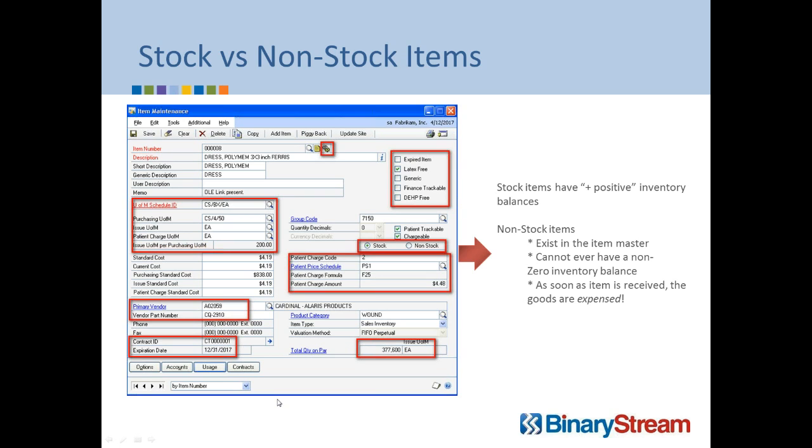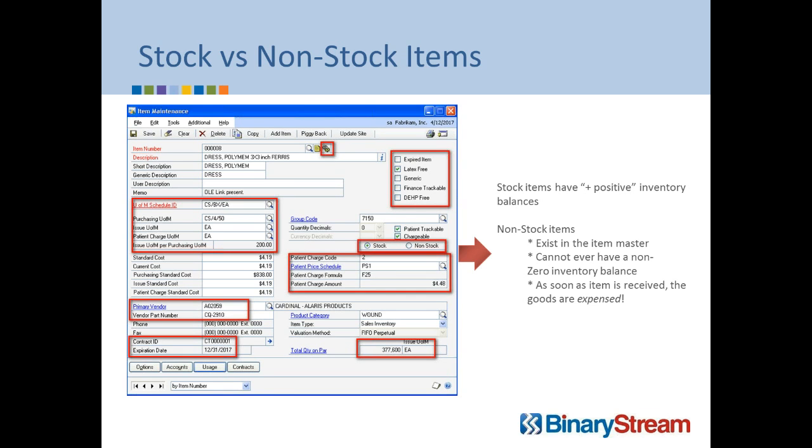Also notice all the different units of measure that we need. Obviously, when things come into purchasing, they come in bulk. So that's usually the largest unit of measure, or the purchasing unit of measure. In this case, which would be a case of 4 boxes of 50 each.